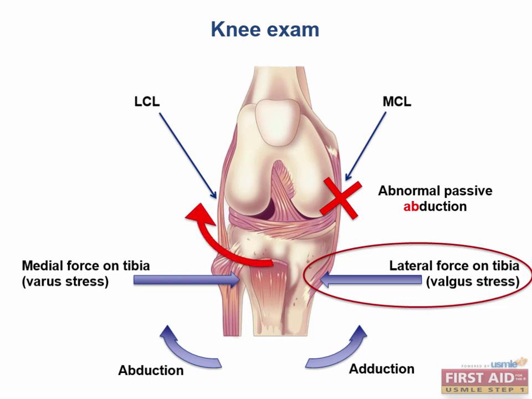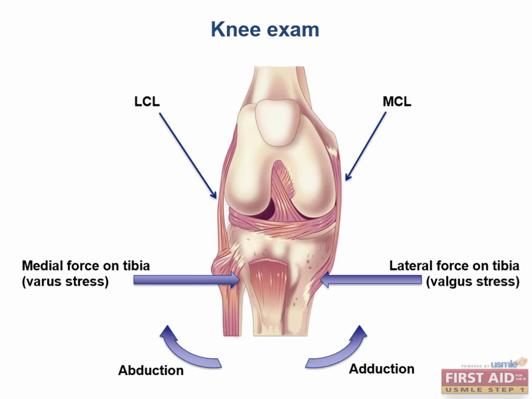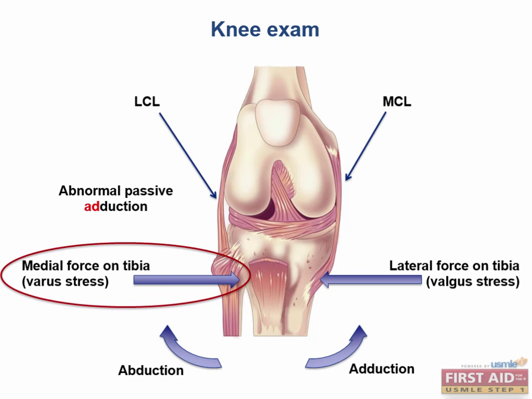A hinging motion about the knee, right? And what direction is that abnormal hinging motion? That's right, in abduction. On the other side, an abnormal passive adduction test is when you apply a medial varus force on the tibia. What will happen if the LCL is out? That's right, hinging and adduction.